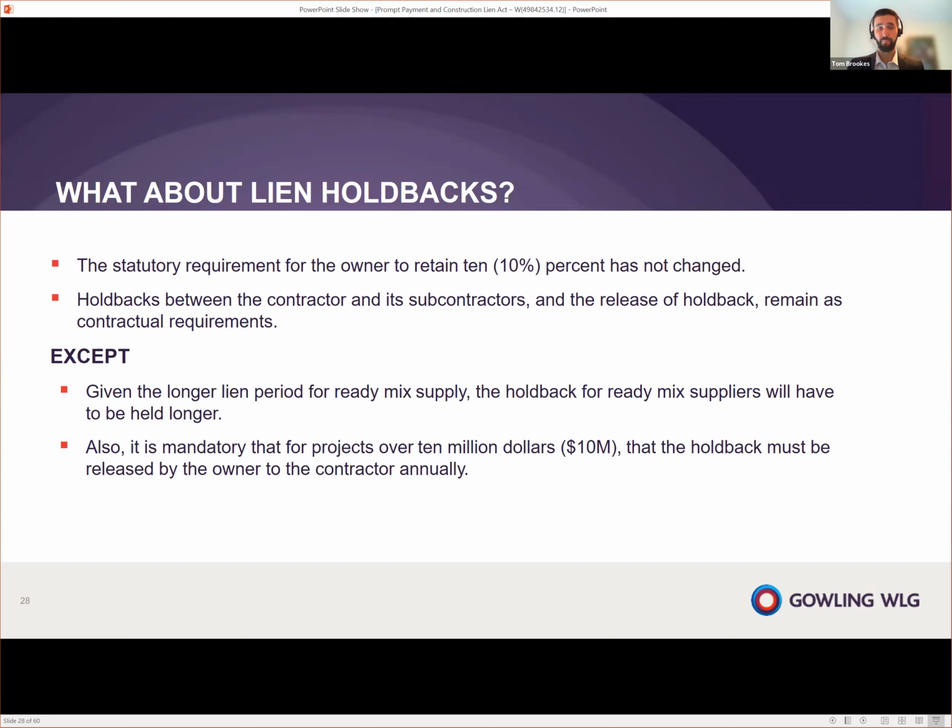The other implication of the prompt payment legislation is the new requirement that for projects over $10 million that last over a year, the owner must release the accrued holdback to the contractor every year. Now, this is the only requirement in the legislation. It's open to owner and contractor to agree to more beneficial arrangements for progressively releasing the holdback. But this particular requirement is that if your contract's over $10 million, the holdback must be released annually.